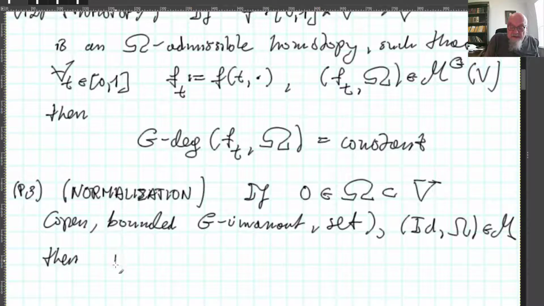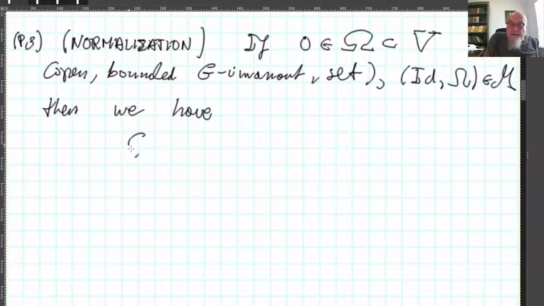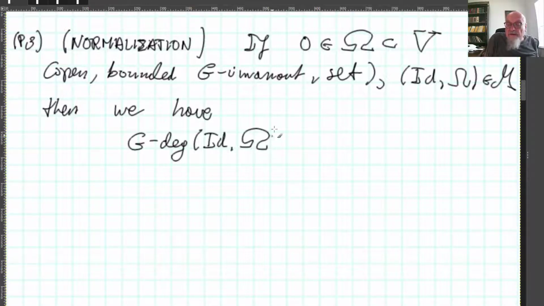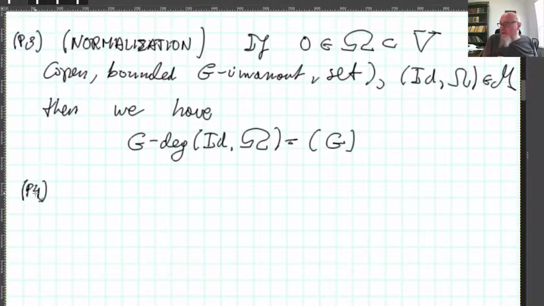Then we have the property: G-degree, exactly for this pair, identity omega, is equal to the unit element in the Burnside ring A(G). Just remember when we were talking about the Brouwer degree, this was 1. Degree was equal to 1. 1 is the unit element in the ring Z of integer numbers. Now we replace the ring Z with the Burnside ring, and that's the unit element.